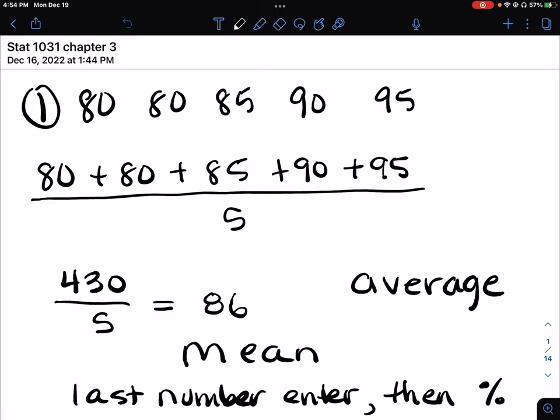you hit enter and then divide. Otherwise, it will divide just the last number.